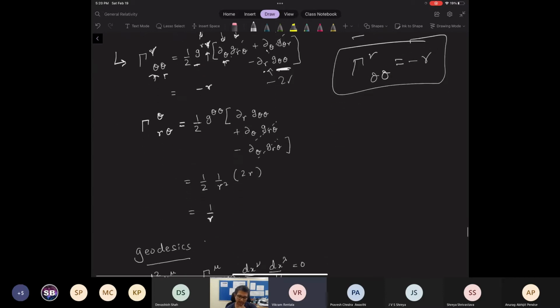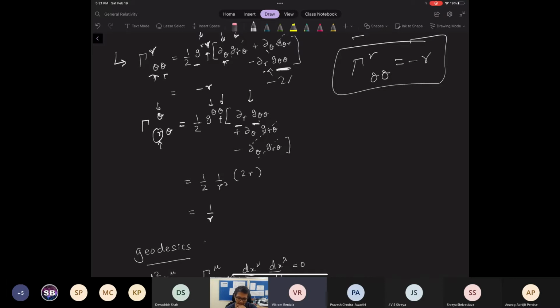And similarly, I can work out this symbol, Γ^θ_rθ, which is half g^θθ. Because I'm using theta here, I get theta here. Again, I'll only evaluate g^θθ. I won't evaluate terms like g^θr because those are 0. And then I have partial r g_θθ. So now I've replaced the first index here by the repeated index theta, and I've taken the derivative with respect to this index, which is partial r g_θθ.